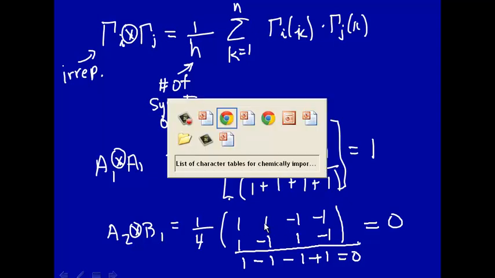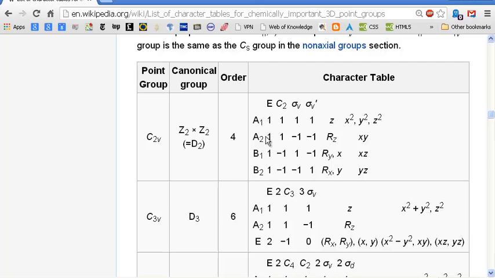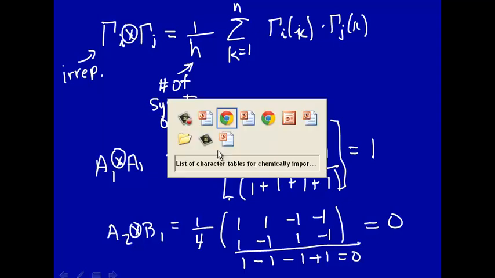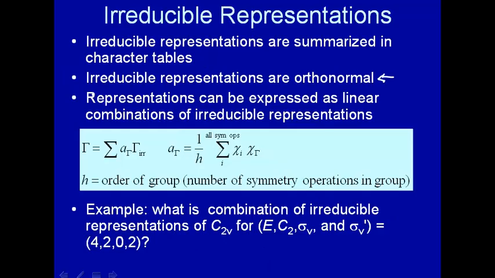And what you'll find is that A2 times A2 is 1, same with B1 and B2, and any two irreducible representations that are not the same give 0. So that's kind of cool, and this will become useful later on. We'll see. But the irreducible representations are orthonormal.